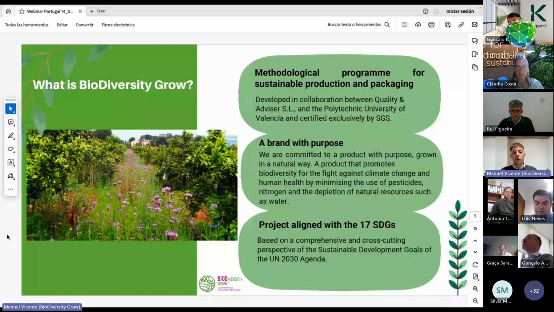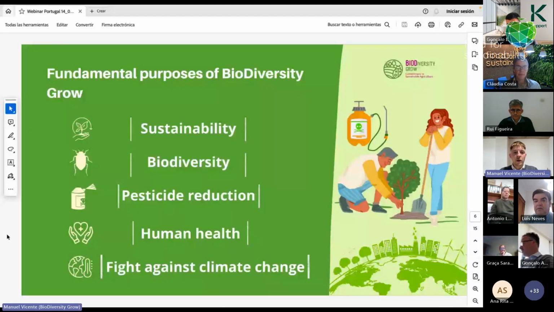We do not work only on biodiversity. We also measure with a set of indicators how the companies work on every Sustainable Development Goal, with different measures and different indicators. But our main purposes in the program are these: sustainability, biodiversity, pesticide reduction, human health, and the fight against climate change.